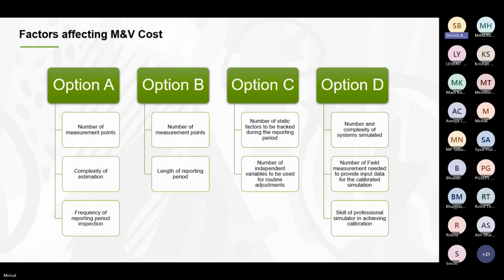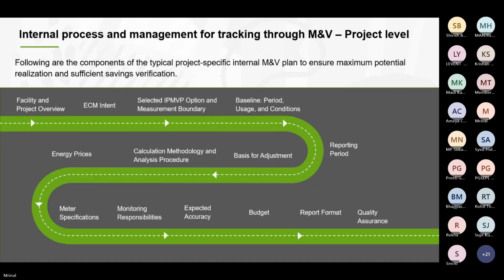Okay, great. So in option A, the factor affecting cost is the number of measurement points. If you increase the number of measurement points, cost will increase. Then the frequency of reporting: if the frequency of reporting is increased, cost will immediately increase. In option B, it is the length of the reporting period. Similarly, for option C and option D, there are multiple factors affecting the cost of M&V. So this is the internal process, how to define the M&V and how to track the M&V at the project level. This we have already discussed in the previous slides.